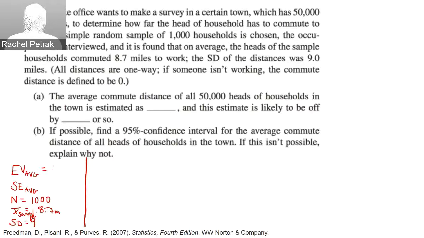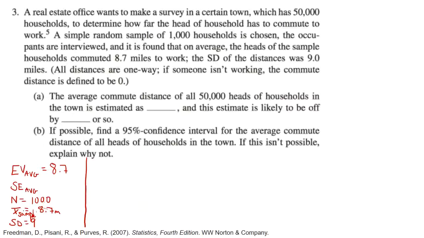It's 8.7. We have the mean of the sample. We already know it. Since we know the mean of the sample, and we're getting the average commute distance, we're bootstrapping to get to this average. So we already know this is going to be 8.7 miles. The real issue is to get our standard error.